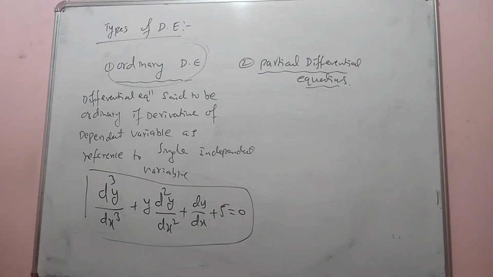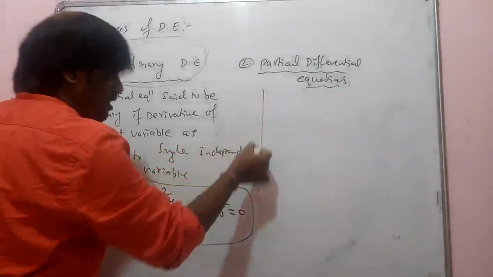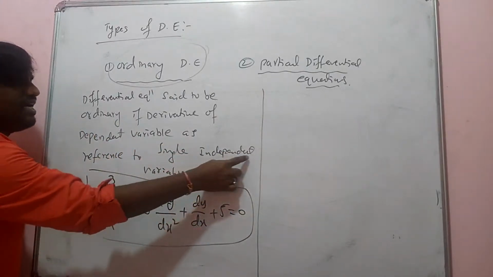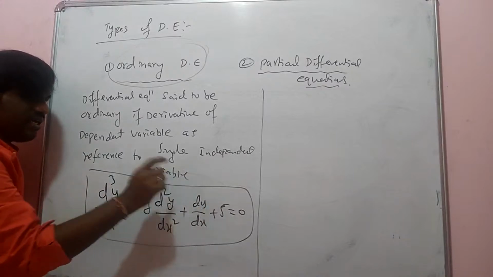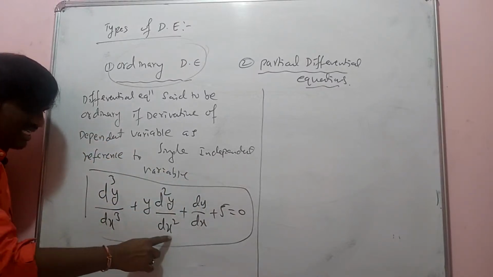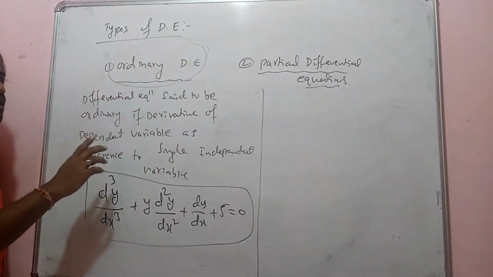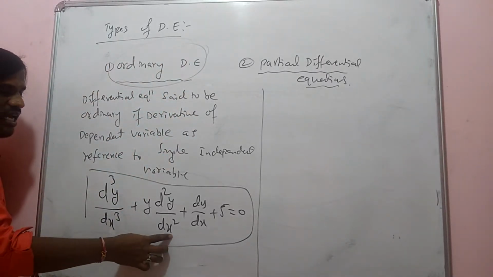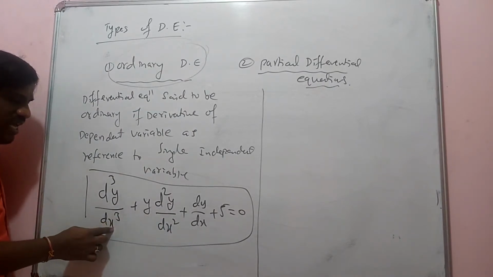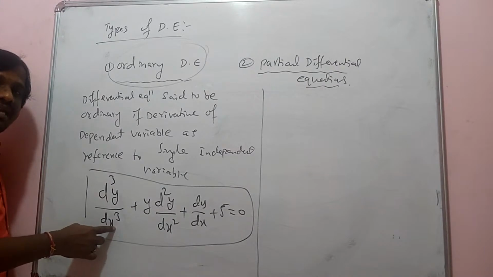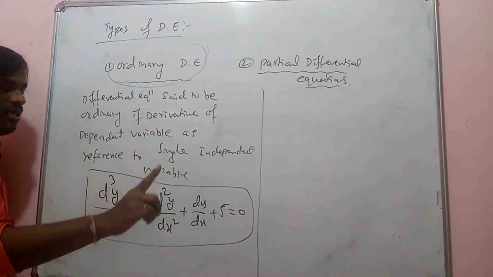Another one is where the differential equation depends on variables with reference to two or more independent variables. Here, the dependent variable is y. How many independent variables? Only x, a single variable. Ordinary means the variable here is x, here is x, here is x. So there is one single independent variable, x. So this is ordinary.